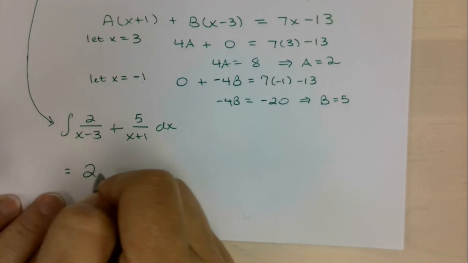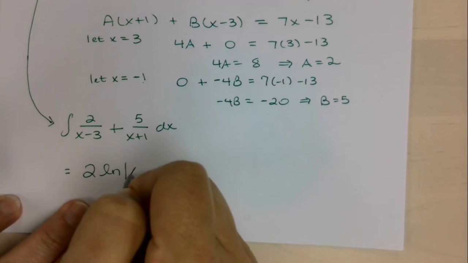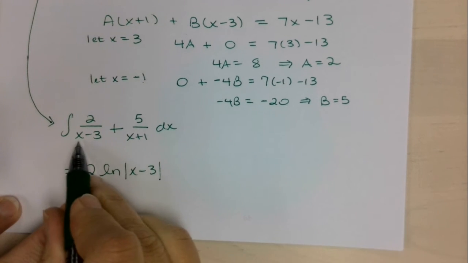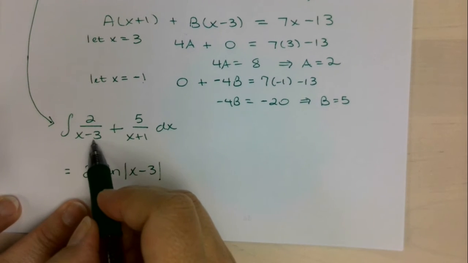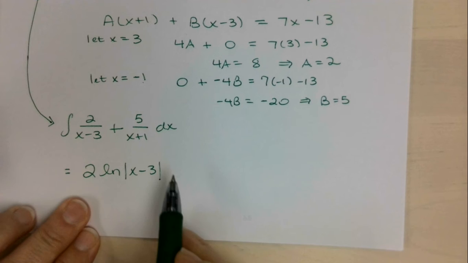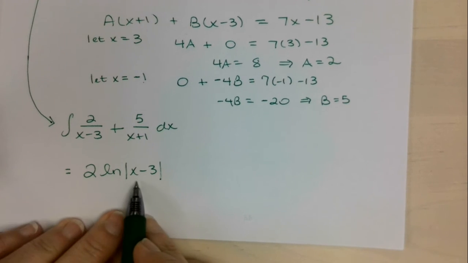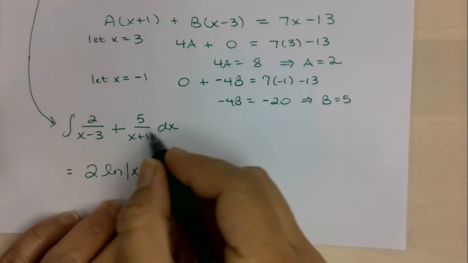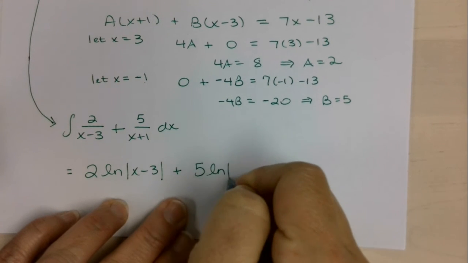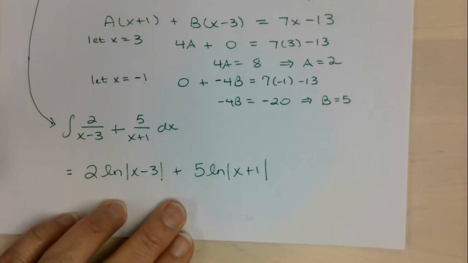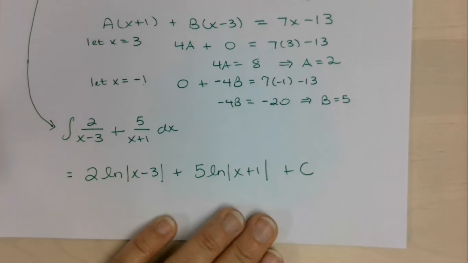We can just say this is equal to 2 times the natural log of our u, which is x minus 3, because it would be like 2 over u. If u is x minus 3, then it's 2 times the natural log of the absolute value of x minus 3, plus 5 natural log absolute value x plus 1, plus c.